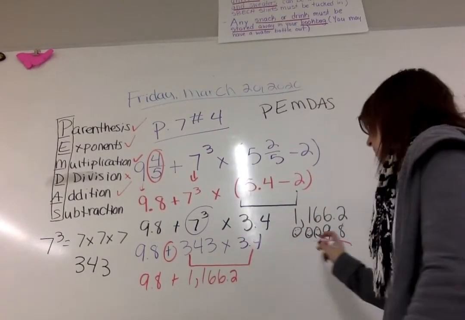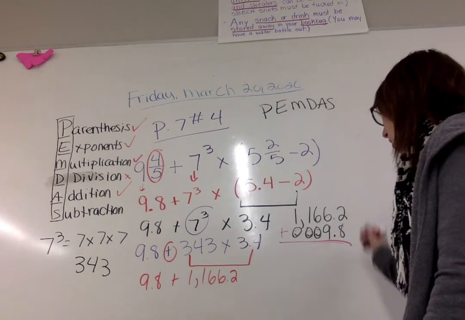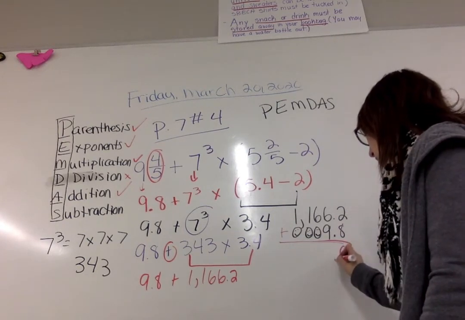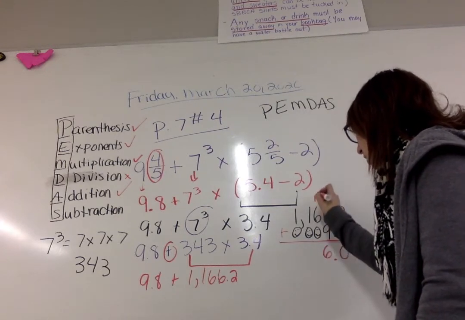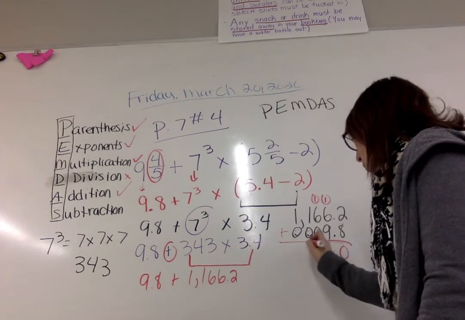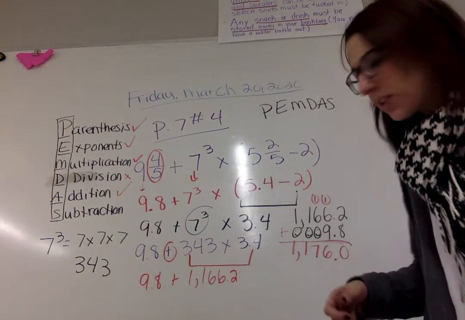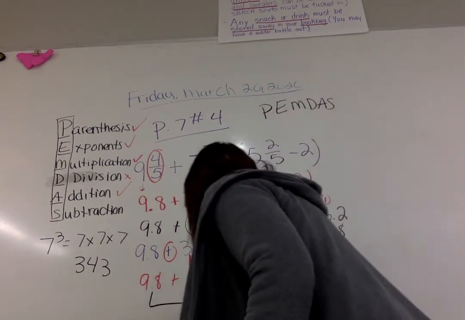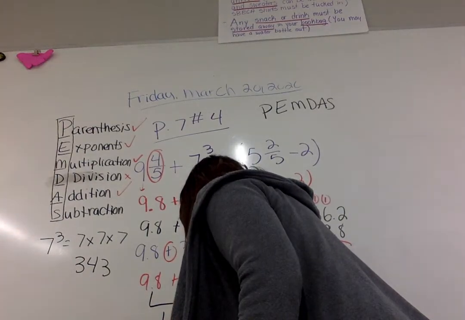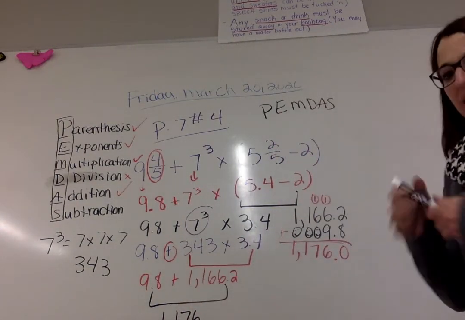Now we're going to add this up to get the sum, the value of the whole expression. This gives me 10 decimal point. This gives me 7, 6. This gives me 16. This gives me 7, 1, 1. So the whole answer of all of this work we just did is 1,176. So all of this, 1,176.0, or this is the same exact thing.